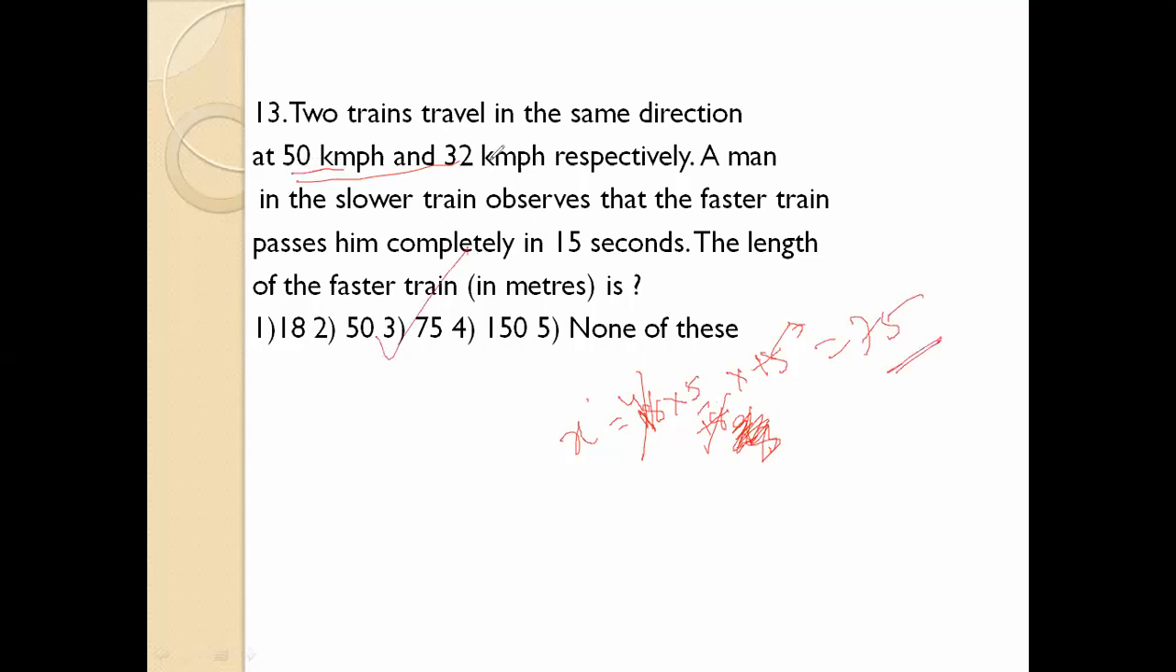I got confused. 50 minus 32 is 18. 18 converted into meters per second is 5 by 18, into 15. 18, 18 get cancelled. 15 5s are 75 meters. Option number 3 is the right answer.